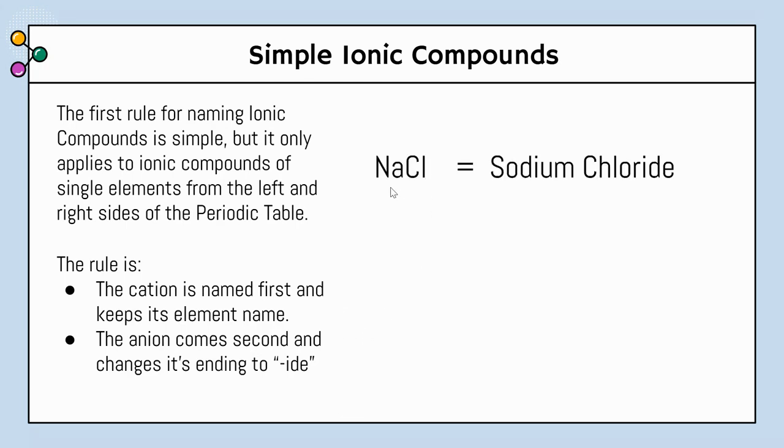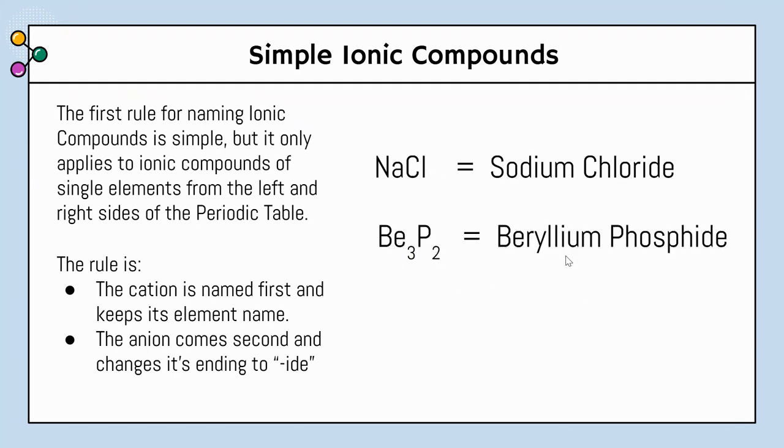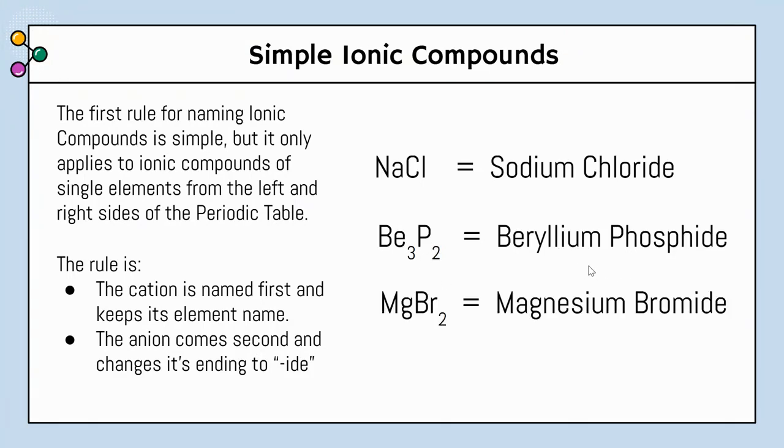NaCl would be sodium and chlorine, changes its name to sodium chloride. Be3P2 changes its name from beryllium phosphorus to beryllium phosphide. And MgBr2 changes its name from magnesium and bromine to magnesium bromide. So that first rule is pretty simple. First element is the cation, keeps its name. Second element is the anion, changes the ending to -ide.